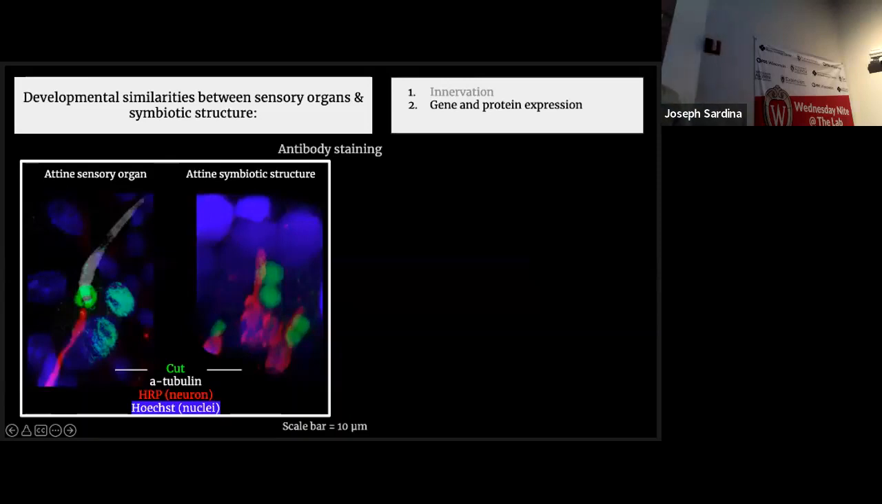In sensory organ development, Cut is expressed in the two most apical cells, the cells closest to the surface of the cuticle. In a sensory organ, these are called the socket cell and the shaft cell. The shaft becomes the hair shaft and pushes through the socket cell. The socket cell forms an invagination and the shaft pushes through it. And we see a similar Cut expression in the symbiotic structure in these two most apical cells.